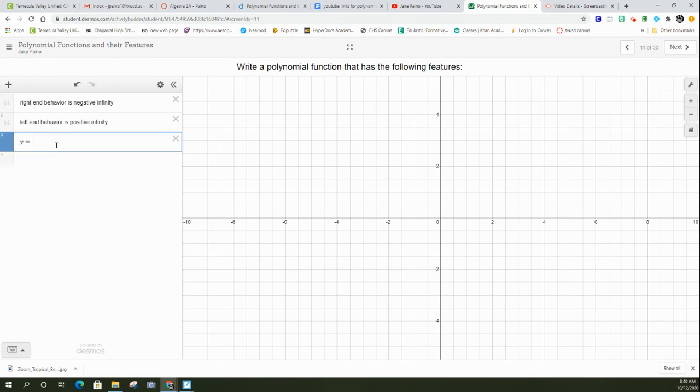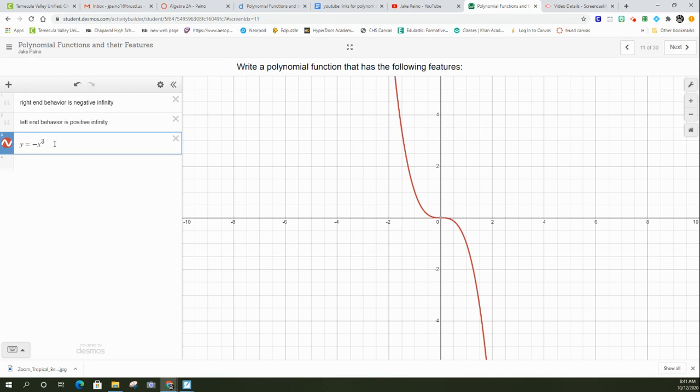So what I know is that this has to be an odd polynomial, odd degree polynomial, so 3. Okay, but right now my right end behavior is going up, so I need to flip that. So as we've learned in the past, how do we flip a graph or reflect it? We just make the leading coefficient negative.